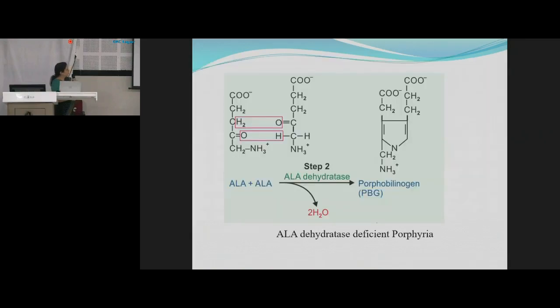Now second, that is deficiency due to enzyme ALA dehydratase. So ALA dehydratase deficient porphyria, that is second type of porphyria. So ALA dehydratase is required for the condensation of two molecules of ALA to porphobilinogen, and this enzyme is required here, that is ALA dehydratase, and deficiency of it leads to ALA dehydratase deficient porphyria.